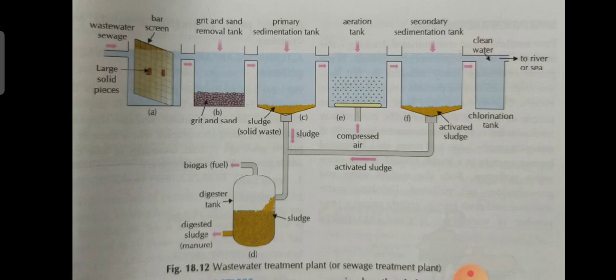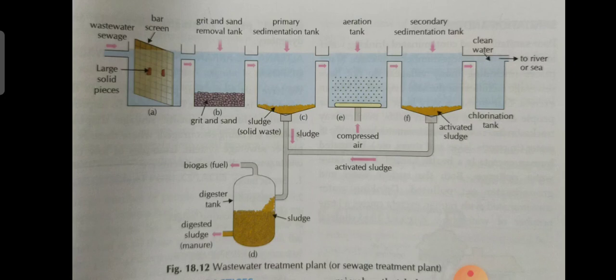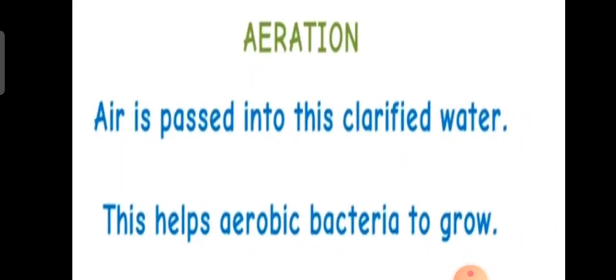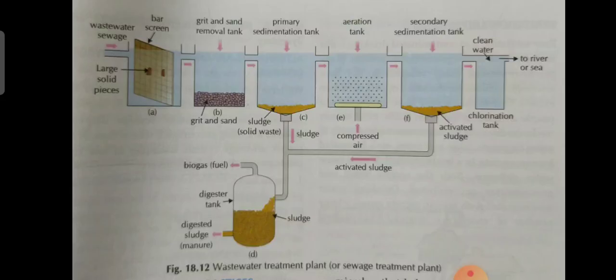Okay. Next tank is the aeration tank. Here in the aeration tank, air is passed into this clarified water. Okay, this helps aerobic bacteria to grow. These bacteria eat up all the waste that is still there in the clarified water. Okay, now from the aeration tank, the wastewater is passed into the second sedimentation tank.